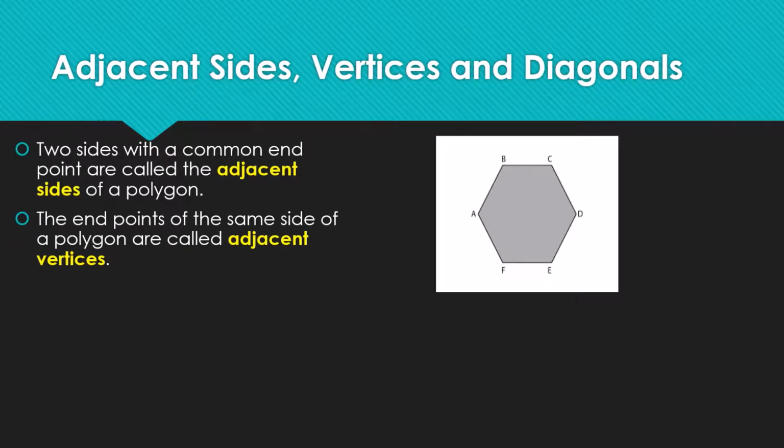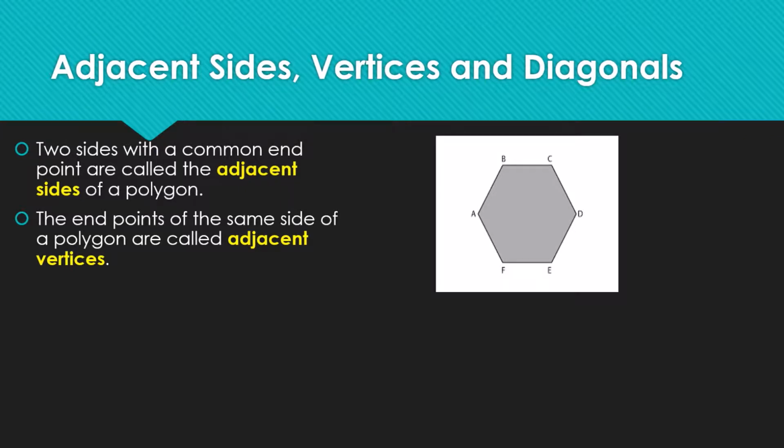Now, with the two things we discussed here, sides and vertices, here come the terms adjacent sides, adjacent vertices and diagonals. So first, let's see adjacent sides and vertices. Two sides with a common endpoint are called the adjacent sides of a polygon. And the endpoints of the same side of a polygon are called adjacent vertices.